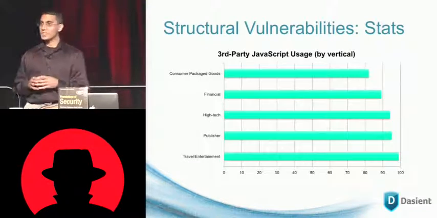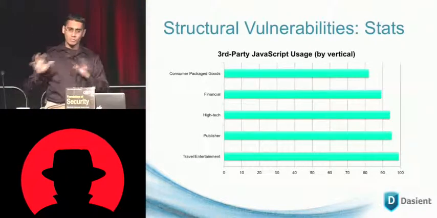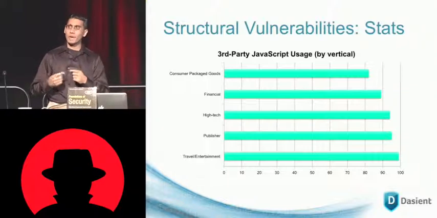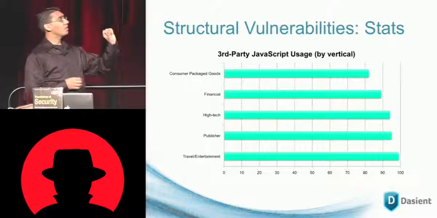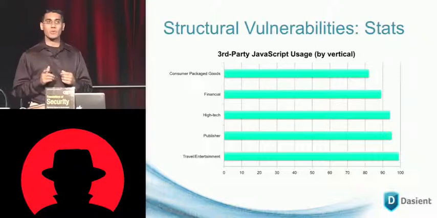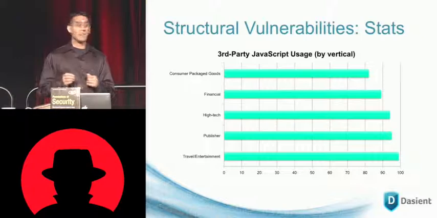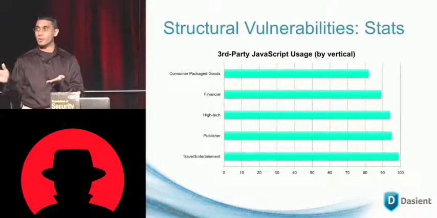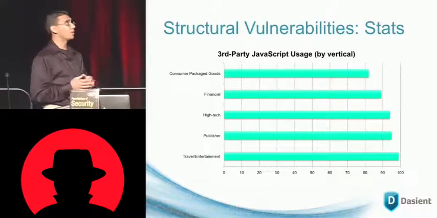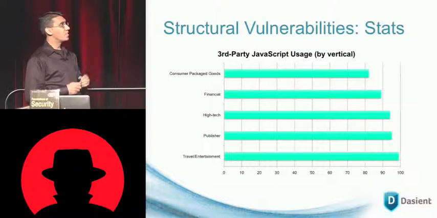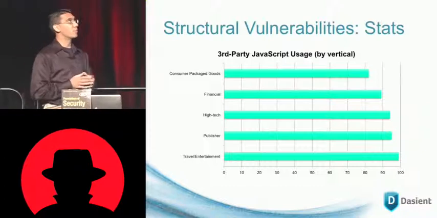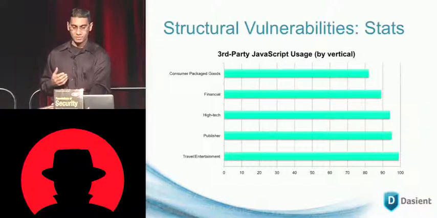Let me talk about a couple more stats around structural vulnerabilities, and then talk about a number of things around how to address these issues and make sure that structural vulnerabilities on your website don't result in web-based malware infections. I mentioned the overall stat that 75% of websites use third-party JavaScript widgets, but there are a couple of verticals that rely on them in a much more likely way. Consumer packaged goods, financial, high-tech, publisher, and travel and entertainment websites had a much higher reliance on third-party JavaScripts than otherwise.